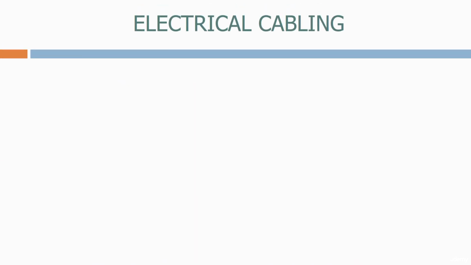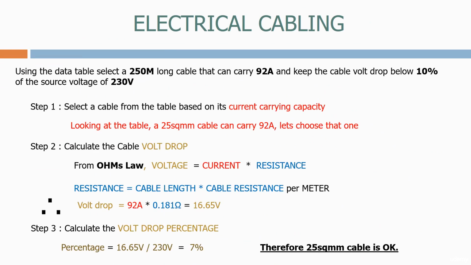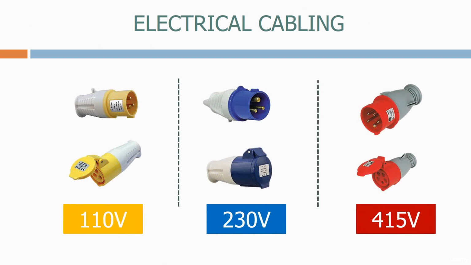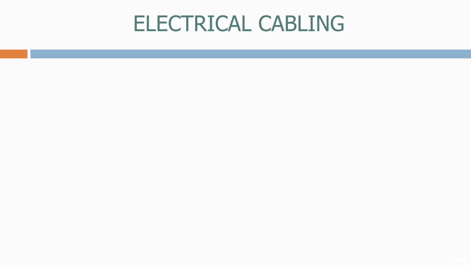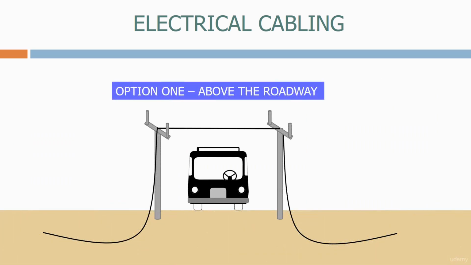In the next section we look at electrical cabling. We start by seeing how we size an electrical cable, based on the current that it carries and the volt drop. We then look at how we install cables safely on site, and provide some examples of poor workmanship, before finally looking at the different options of how we take a cable across a roadway.